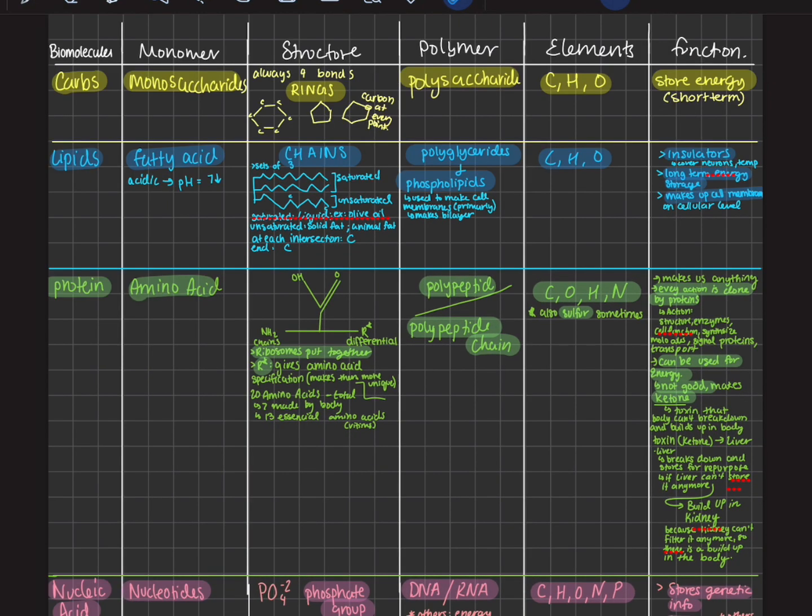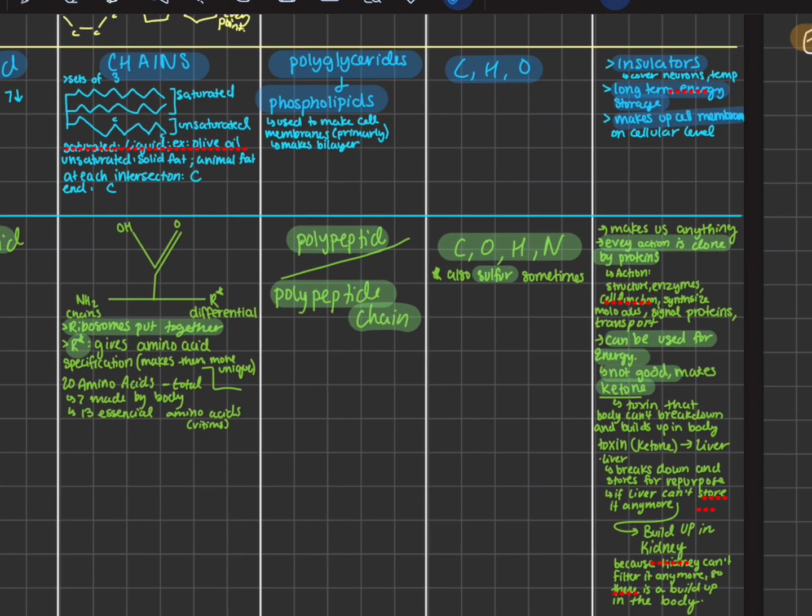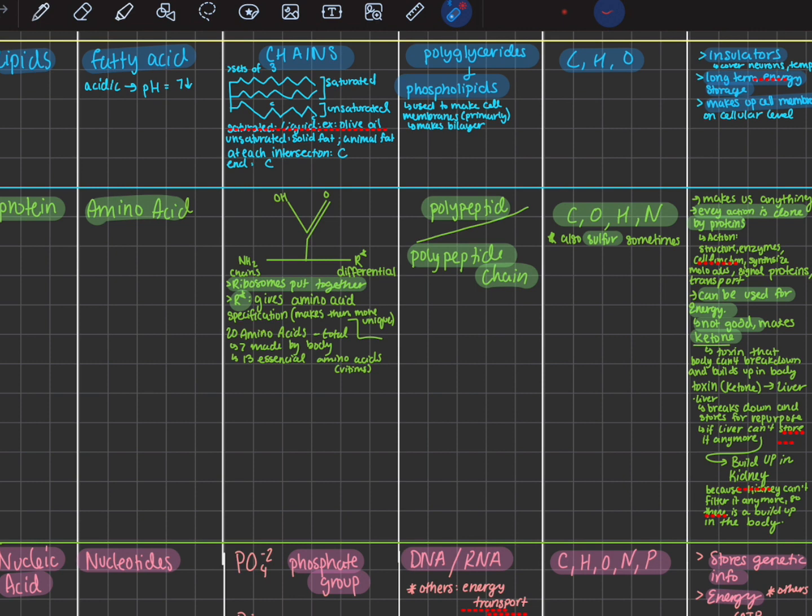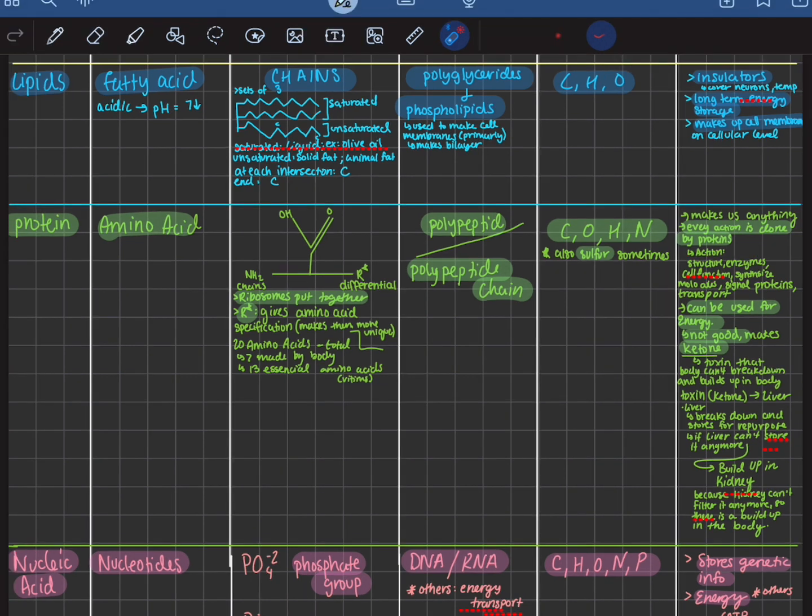The elements that make up proteins are carbon, oxygen, hydrogen, and nitrogen, and also sulfur sometimes. The function of proteins is basically to produce an action in our body. So proteins are responsible for all the actions that are being done in the body. If I want to move my finger, it's because of a protein. If I'm digesting my food, it's because of a protein. So all these actions that our body does are because of proteins.